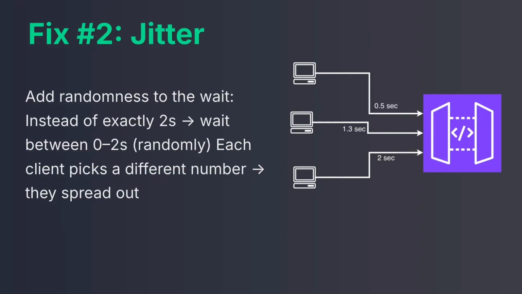The fix is jitter. You add randomness to the wait time. Instead of waiting exactly 2 seconds on the second retry, you wait somewhere between 0 and 2 seconds randomly. Each client picks a different number, so they spread out across the window instead of all hitting at once. There are a few flavors worth mentioning here.